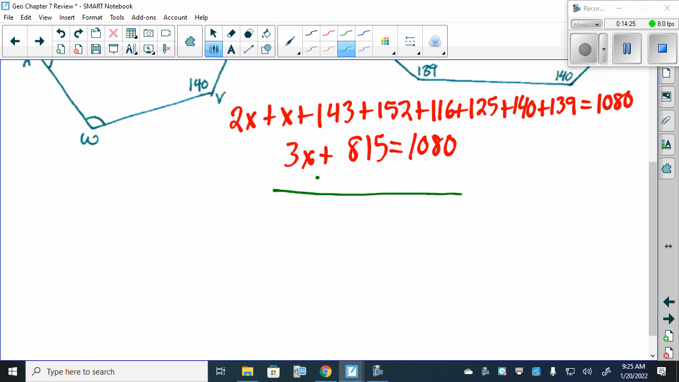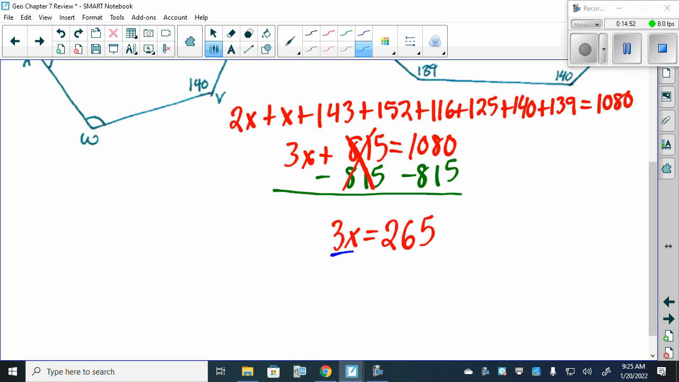Now at this point here we can minus 815 from both sides. Over here we'll have the 3x because these cancel. 1080 minus 815 is 265. And lastly, we would divide by 3 to get x by itself.